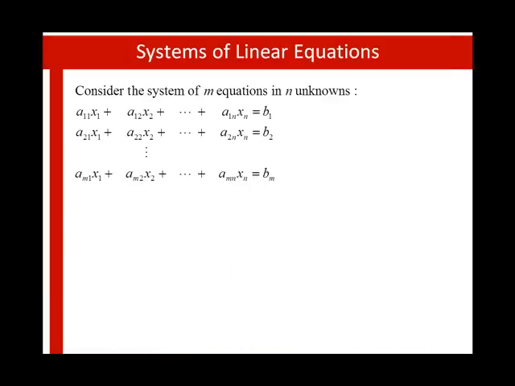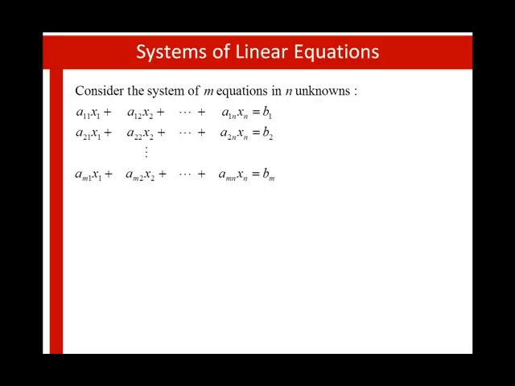Consider the system of m equations in n unknowns. So then we have m rows and n columns. As you can see, the coefficients have two subscripts, a11, a12, etc., a21, and so forth. A11 represents the first row, first column. A12 represents the first row, second column. A21 represents the second row, first column, and so forth.